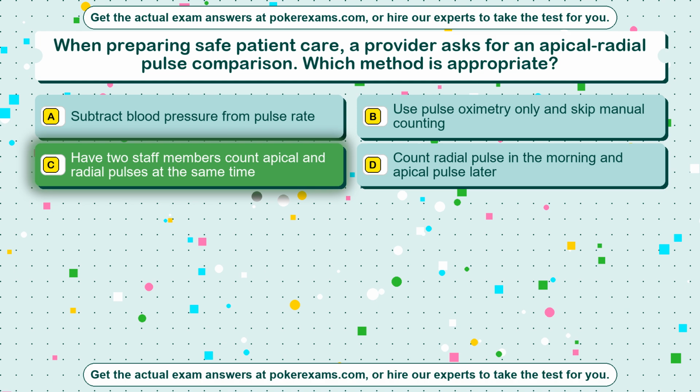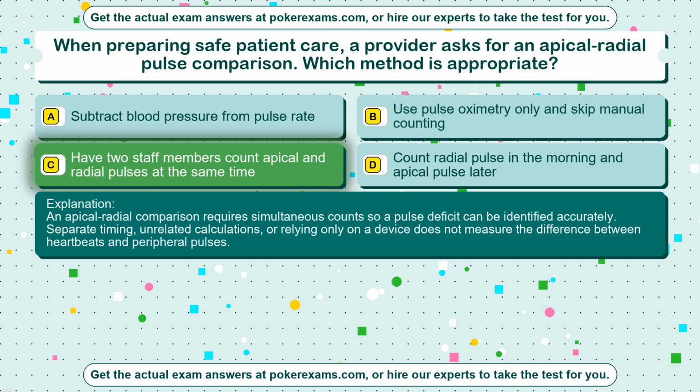Have 2 staff members count apical and radial pulses at the same time. An apical-radial comparison requires simultaneous counts so a pulse deficit can be identified accurately. Separate timing, unrelated calculations, or relying only on a device does not measure the difference between heartbeats and peripheral pulses.